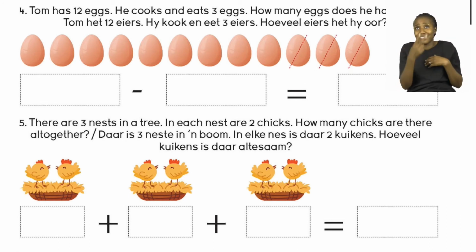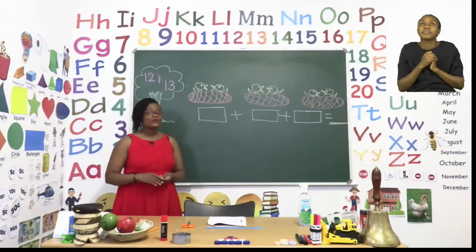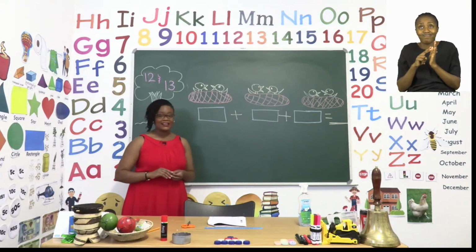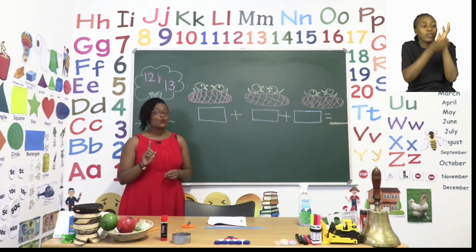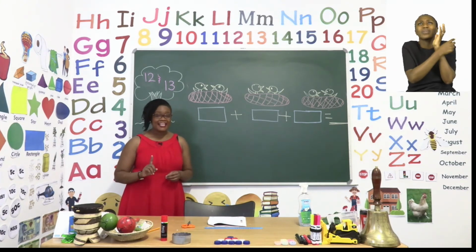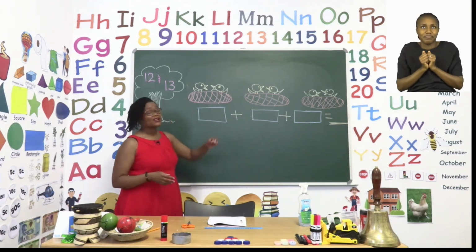Now remember, we need to first understand what's happening and then we take out the important information. So, I have drawn our problem solving sum on the board as well. So let's take a look at it. Now, from what we read, we know that there are chicks in a tree and they are sitting 2 in a nest. So, we want to know how many they are all together. That means we're going to add.